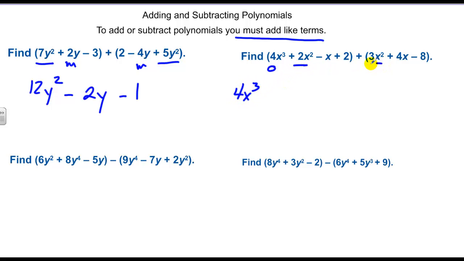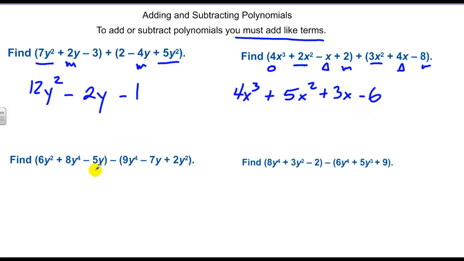There's a squared term and another squared term. Add those together, we get 5x squared. X to the first term and x to the first term, negative 1 and 4 is 3x. And then finally, constant terms, negative 6.